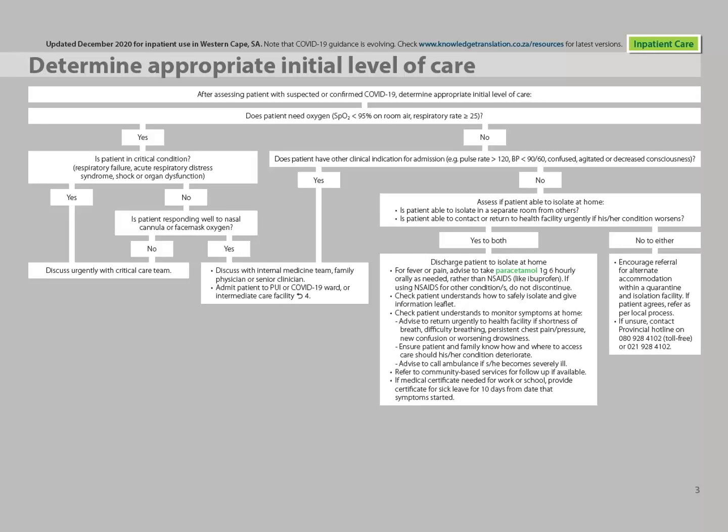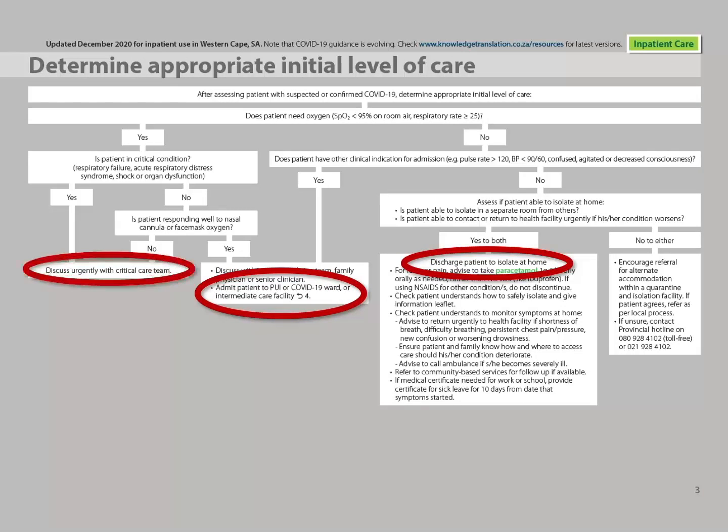Page 3 assists clinicians to determine the appropriate initial level of care for patients with COVID-19. This ranges from being treated at home to being admitted to an intermediate care facility, a PUI or COVID ward, or to a high care or ICU setting.